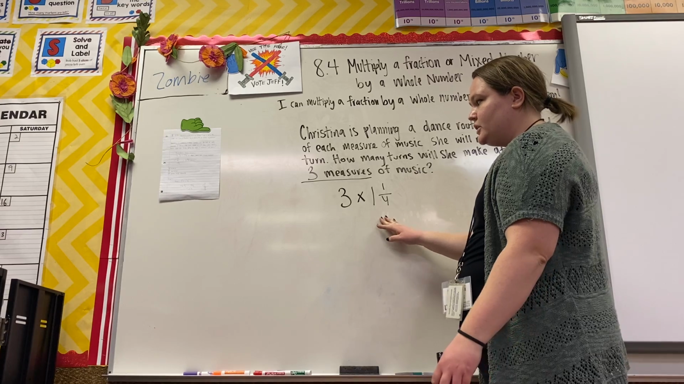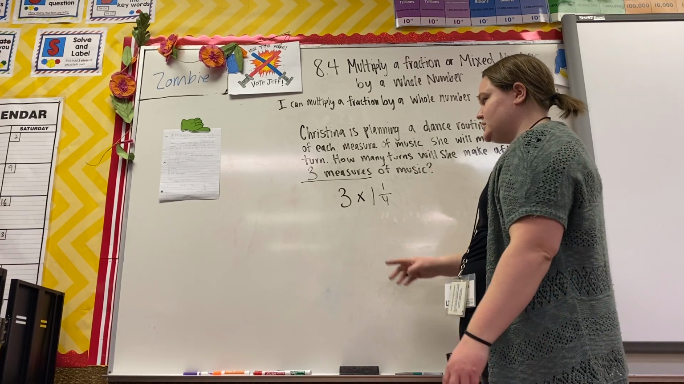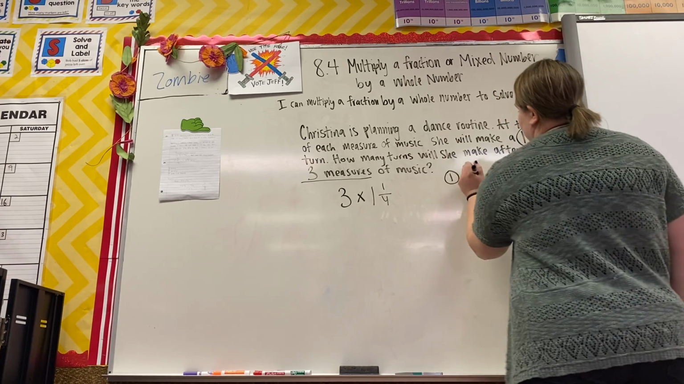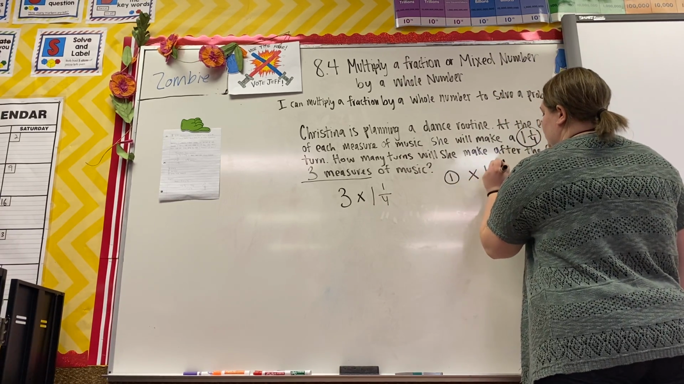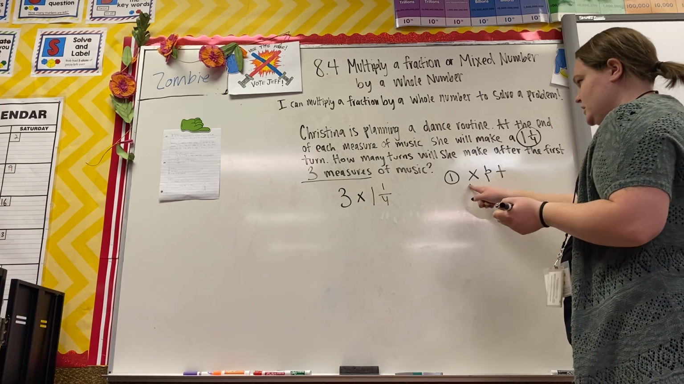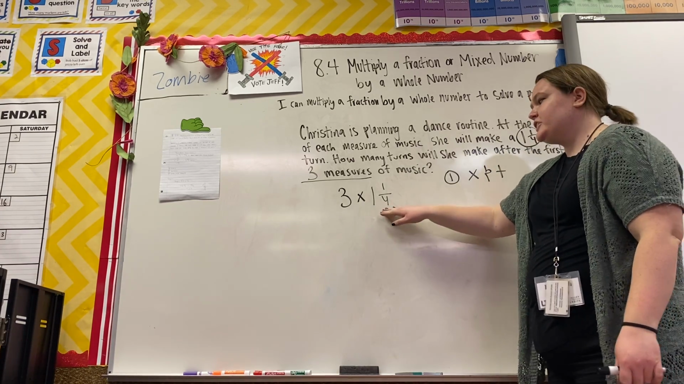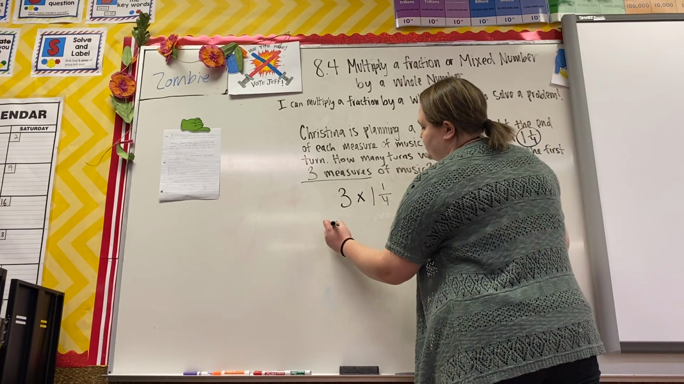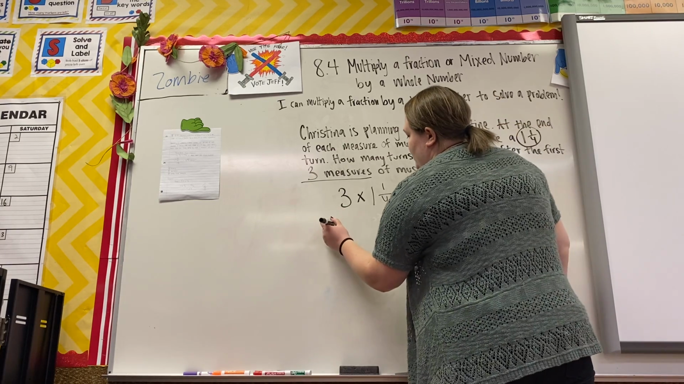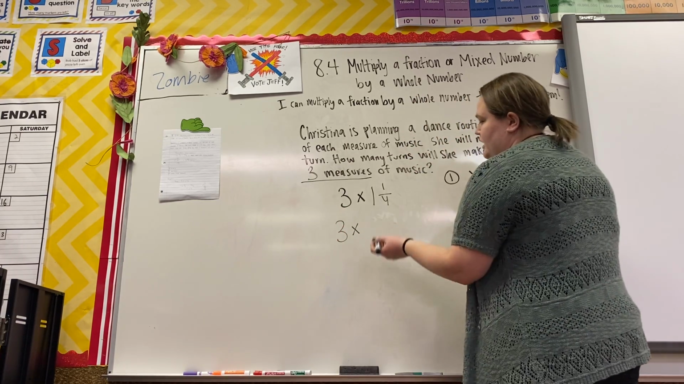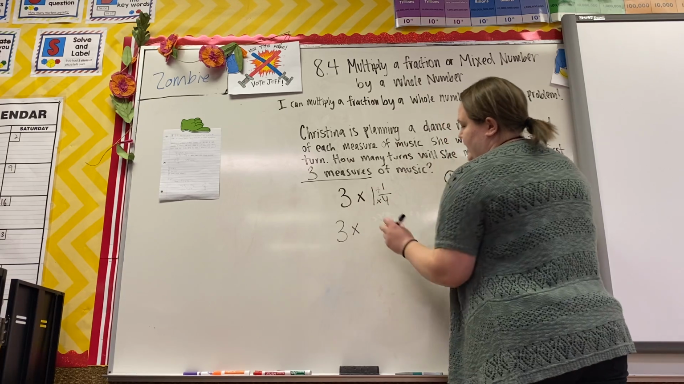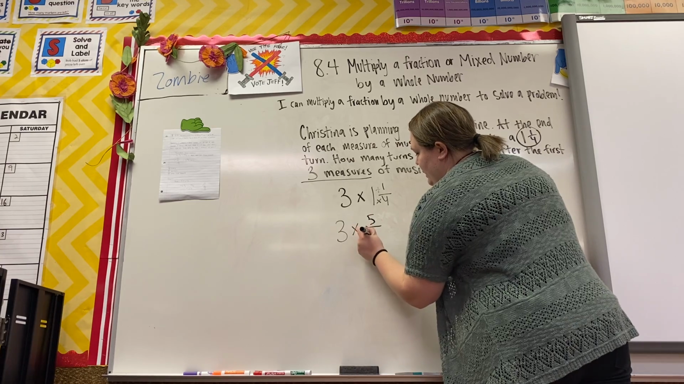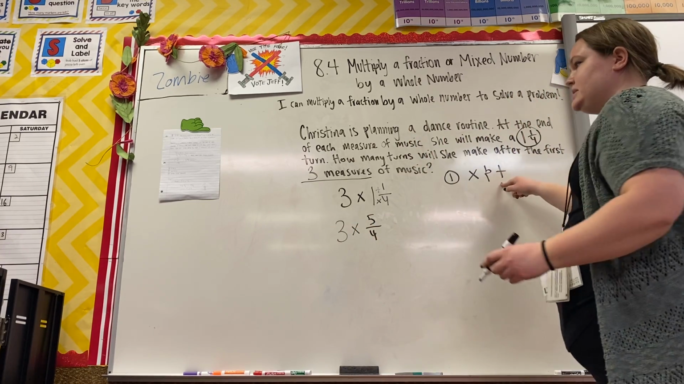And to do this, we have 3 steps to solve this, okay? So step number 1 is times and add. So we need to turn our mixed number into an improper fraction. So I'm gonna just rewrite my problem. I have 3 times, and then I'm gonna times and add. So 4 times 1 is 4, plus 1 is 5. 5/4. Okay, so I've done my step 1.